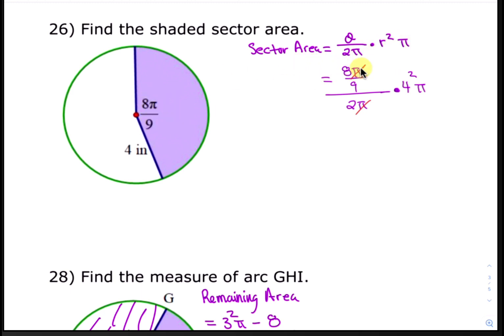Now the angle given is 8 pi over 9 over 2 pi, and the radius is 4. The 2 pi's will cancel each other out here. And then when you multiply the 4 squared times 8 divided by 9, and then divide all of that by 2, the fraction comes out to be 64 over 9, and that's times pi. And then if you want the decimal answer with pi in the calculation, it would be 22.340, and that's square inches.